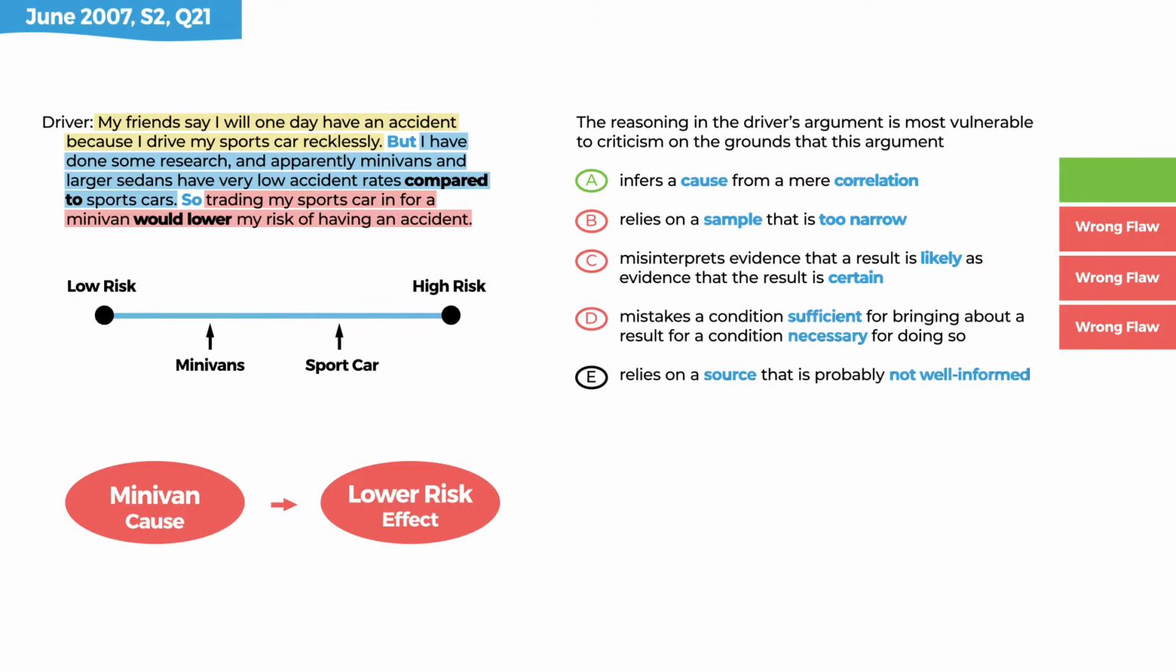So we can get rid of answer choice E for describing the wrong flaw, and that brings us back to answer choice A. Infers a cause from a mere correlation. That's the right answer.